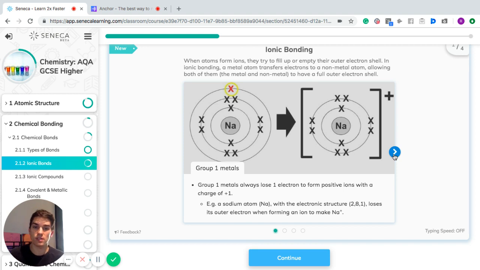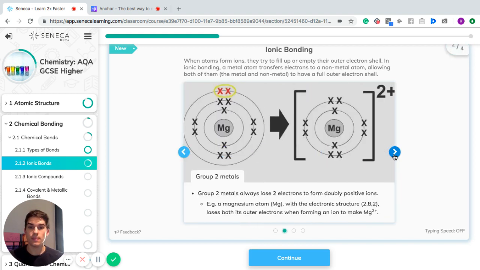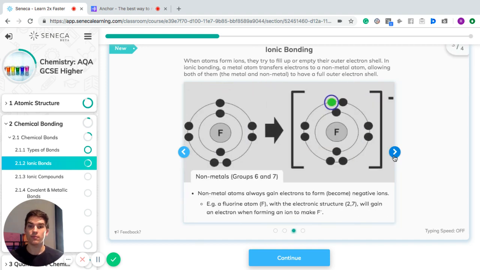So, for example, sodium has the electronic structure 2,8,1, and that loses its outer electron when forming an ion to make Na+. Now, group 2 metals always lose 2 electrons, and they form a doubly positive ion. So, for example, magnesium has the electronic structure 2,8,2, and it loses both of those 2 outer electrons and forms an Mg2+ ion.